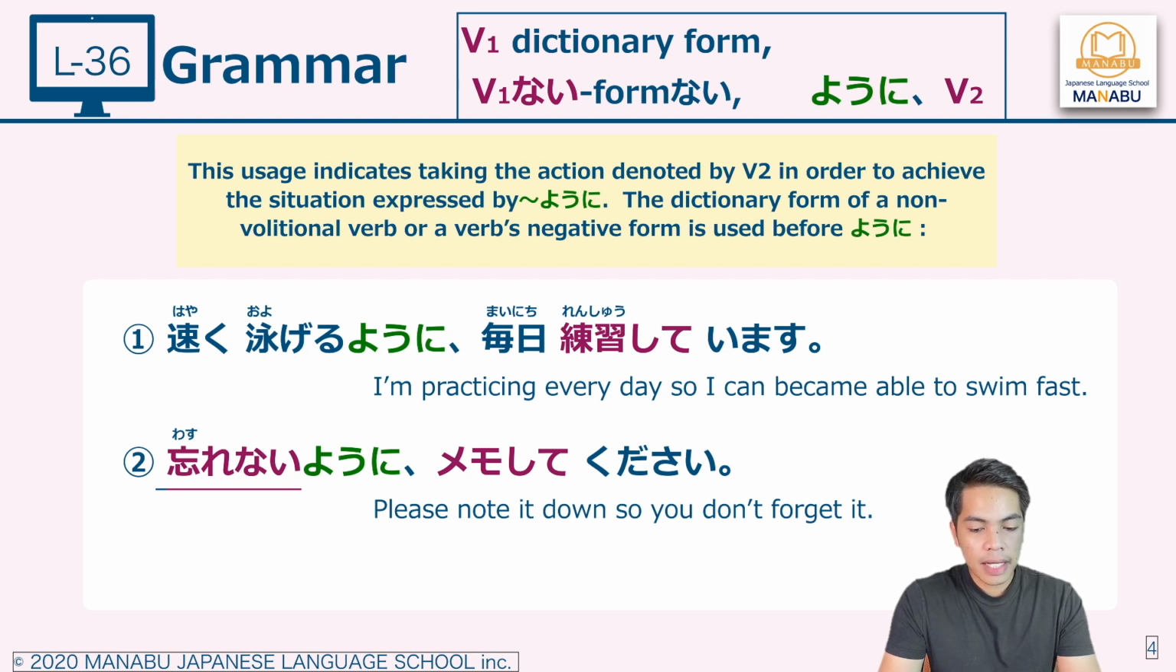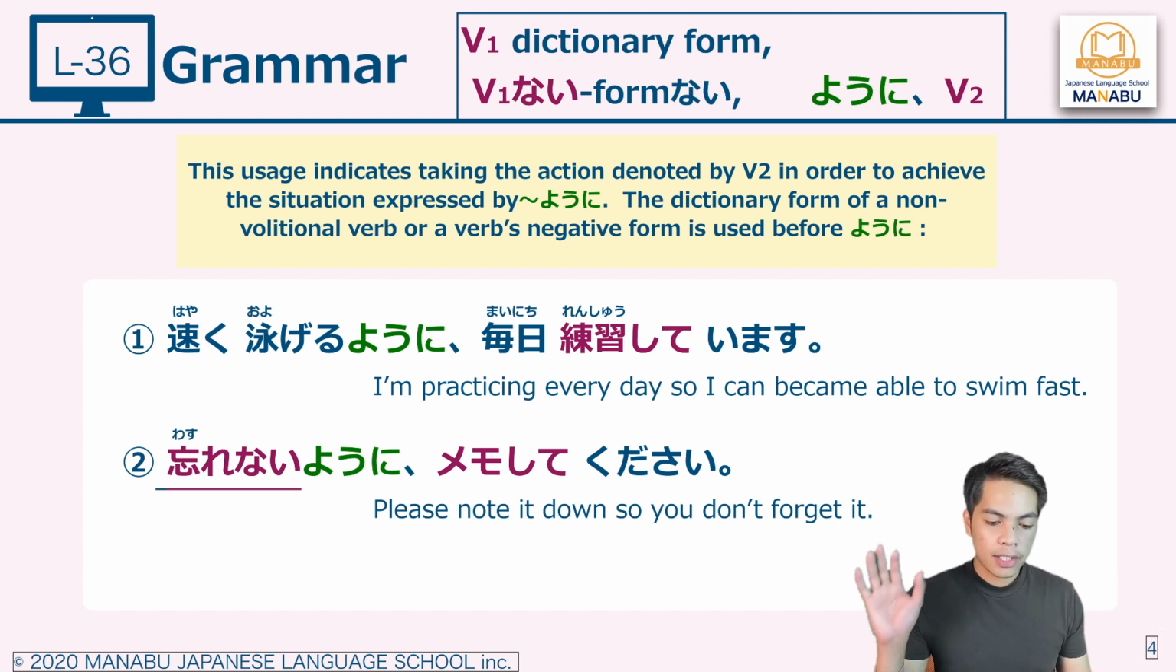And for the verb nai form yoni, verb 2 pattern, let's read number 2. Wasurenai yoni memo shite kudasai. So the pattern used is the verb nai form, then yoni, and the verb 2. So the verb 2 is memo shite kudasai. Memo shimasu, to take note. So memo shite kudasai, please take note. In order not to forget, wasurenai yoni.